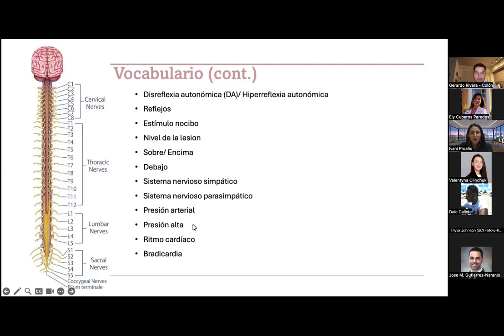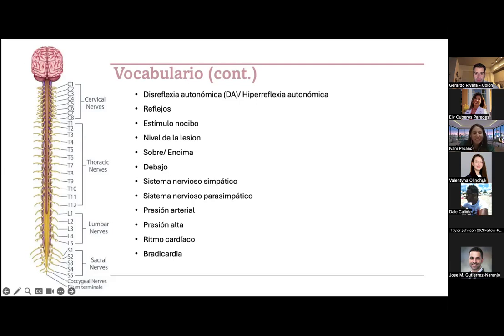And I'm going to be referring to what happens above the level of the lesion and below the level of the injury. So it's going to be nivel de la lesión. It's going to be above and below. I'm also going to be referring to sobre or encima being above, and below the level of the injury is going to be debajo.